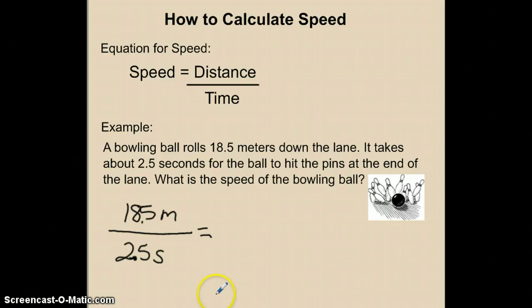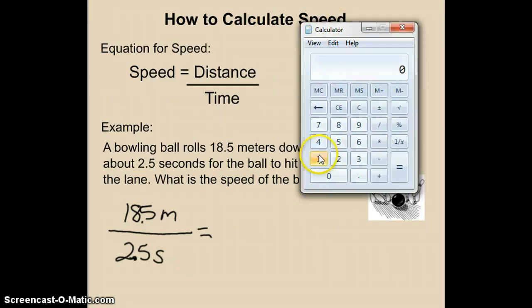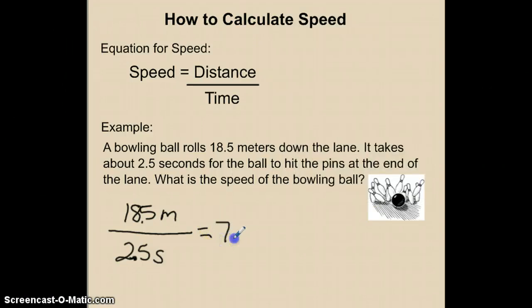If I can't do that in my head, I can get my handy dandy little calculator here. 18.5 divided by 2.5 equals 7.4. So my answer is 7.4 meters per second. And that is the speed of an average bowling ball.